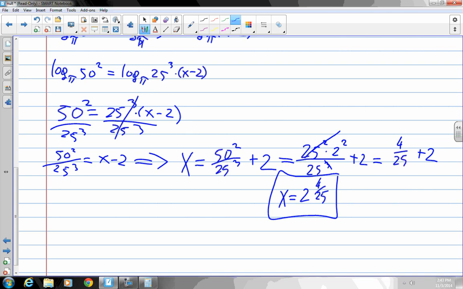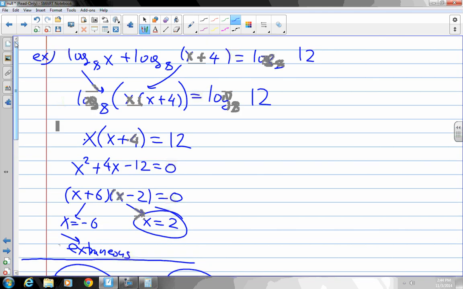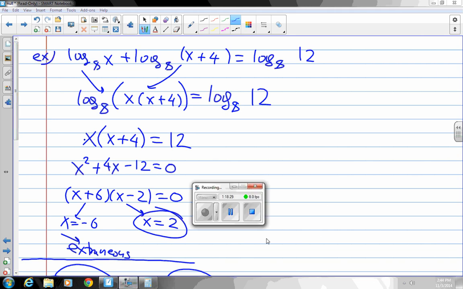Questions on this? If you have, so really two cases. Log equals a number, and log equals a log. So just make sure if you have more than one log, you combine them using either the product rule or the quotient rule. All right, well, that's good.